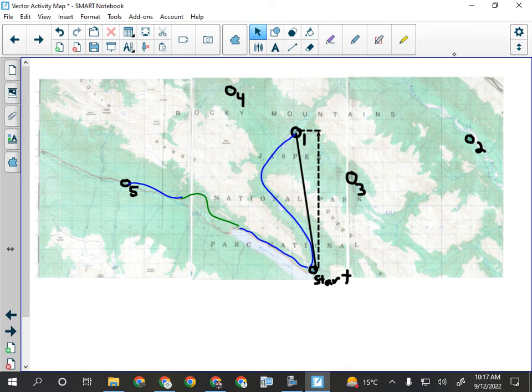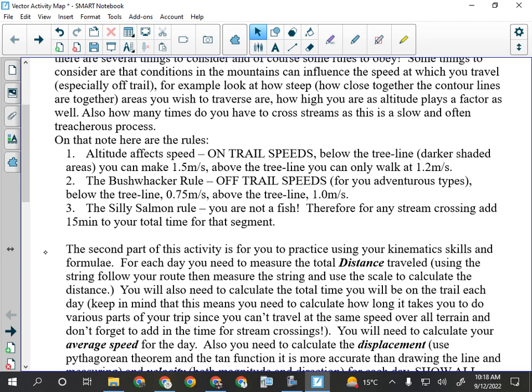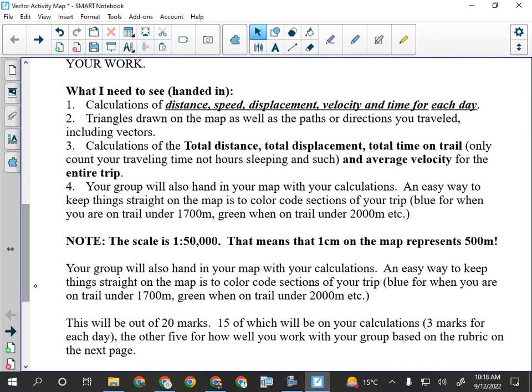Okay, I'm going to want to see all of those and the triangles on the map. So you're handing in the map with this on it, and then you're going to hand in another sheet that's got the calculations on it. Because we said that for each day: distance, speed, displacement, velocity, and time, and at the end of it, the same thing for the total trip.